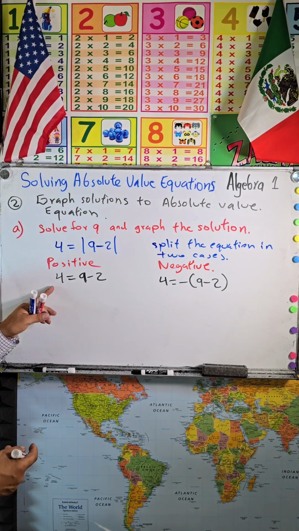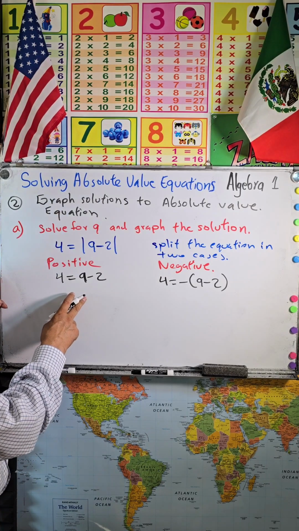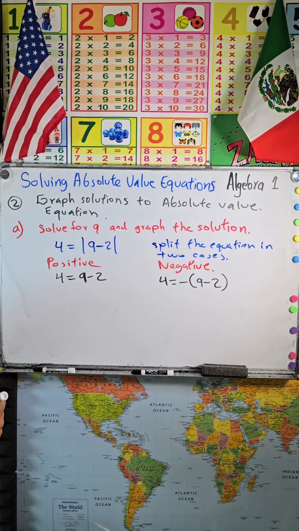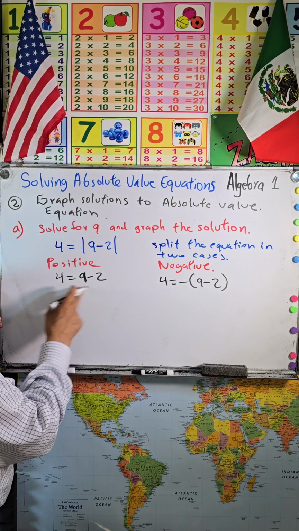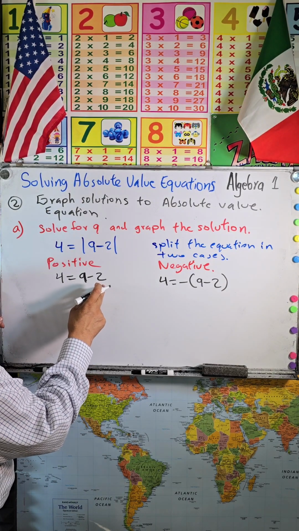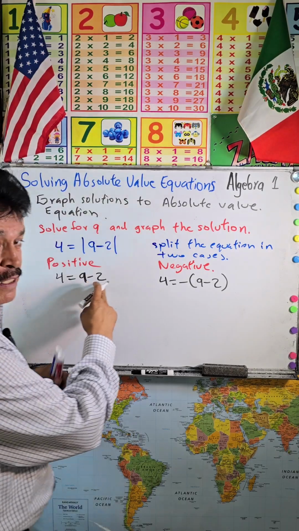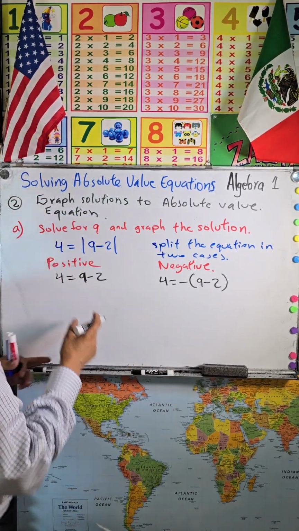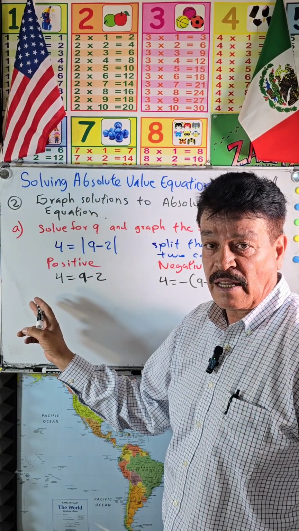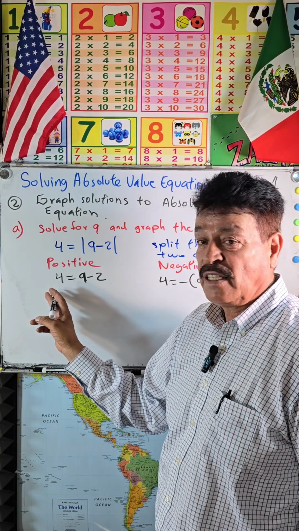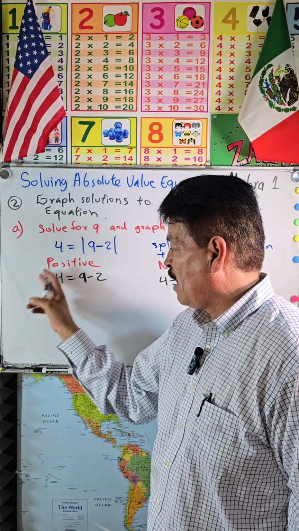First, we have to solve the positive. Let's write the positive case. We have to add 2 to both sides. This 2 is subtracting here, so we have to move it to the other side in the form of addition. Subtract here, add on the other side.